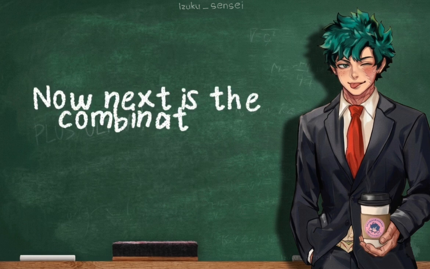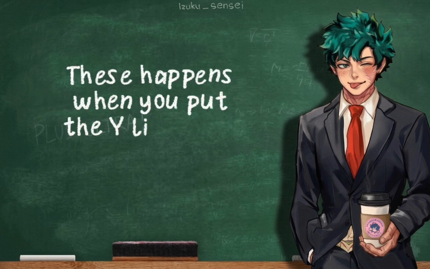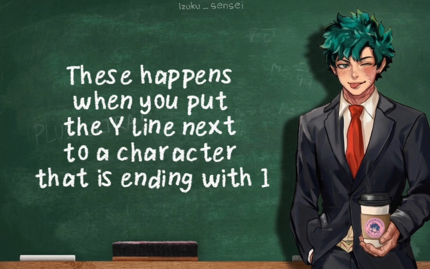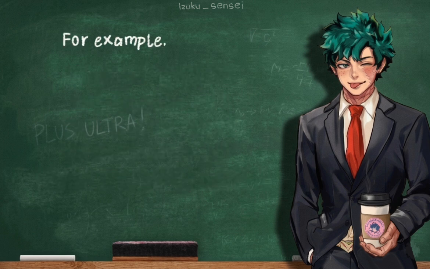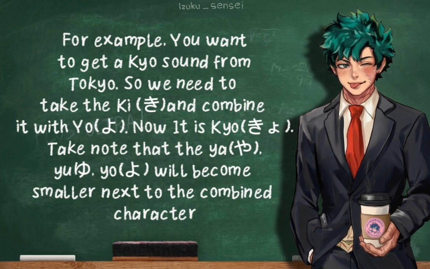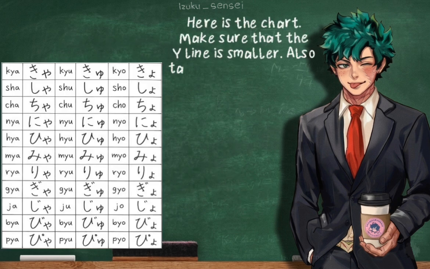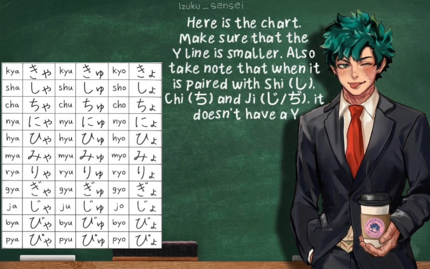Now next is the combinations. These happen when you put the Y line next to a character that ends with I. For example, you want to get a kyo sound from Tokyo, so we need to take the ki and combine it with yo. Now it is kyo. Take note that the yo will become smaller next to the combined character. Here is the chart. Make sure that the Y line is smaller. Also take note that when it is paired with shi, chi and ji, it doesn't have a Y.